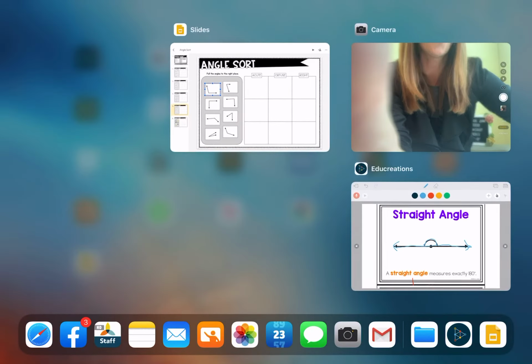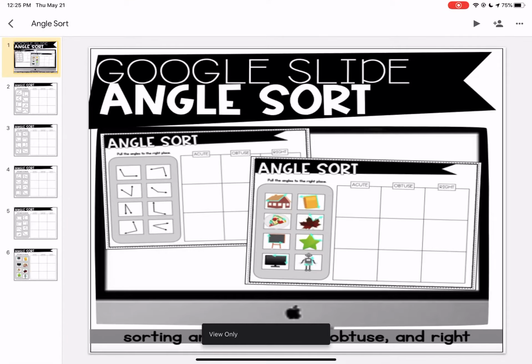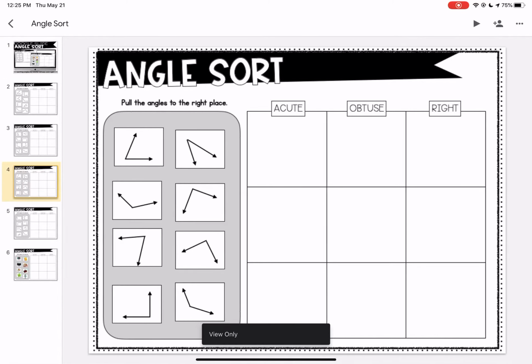So we practiced making the angles with our bodies. We practiced drawing them and tracing them. Now we're going to practice identifying, or telling what the angle is. So I'm going to share this on all your screens. This is our angle sort. And so you should be seeing the same screen that I have now. You're going to take a look at the angle and you're going to put it in the correct box. You're going to identify what type of angle you're seeing there.